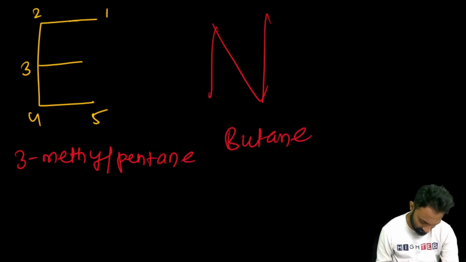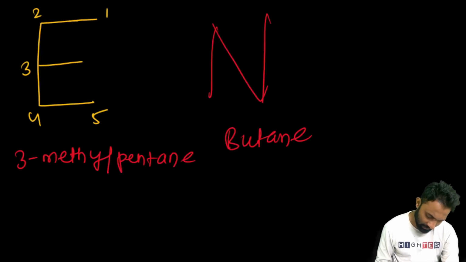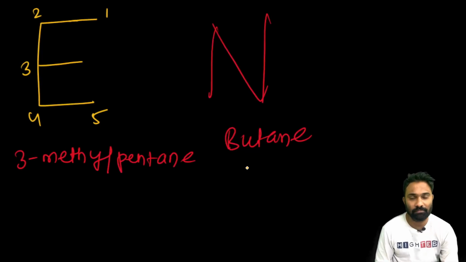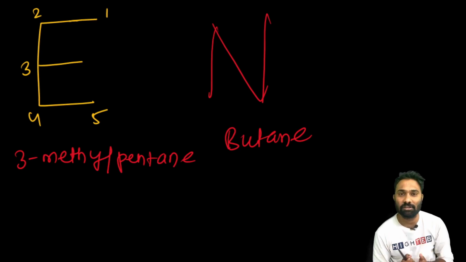In chemistry, how can I give an IUPAC name for my own name? The first one is butane. Now we have seen here: butane, 1,2-dimethylcyclopropane, propane, 3-methylpentane, and butane. In the same way, you also try your name with the IUPAC name. What is the IUPAC name of your name? Just comment in the comment section. I will cross check over there. Next we'll see in another lecture.